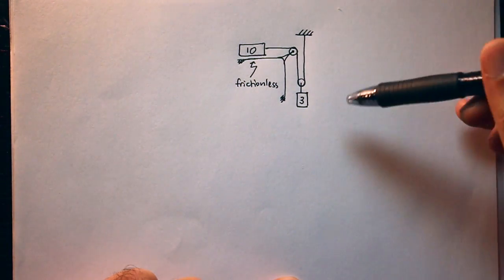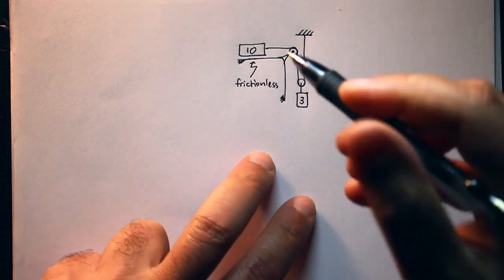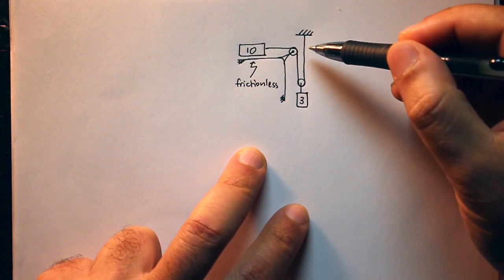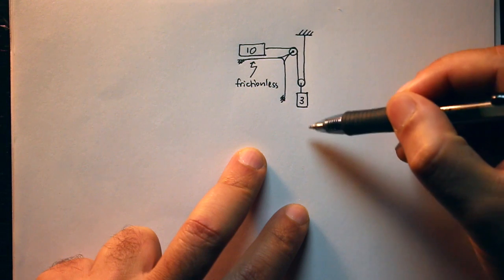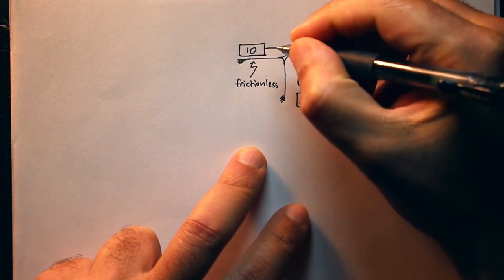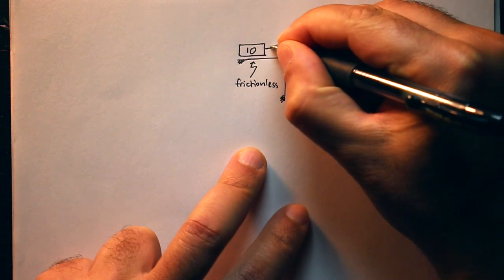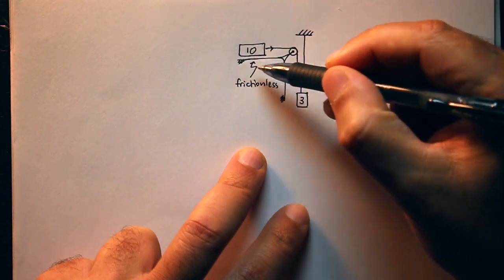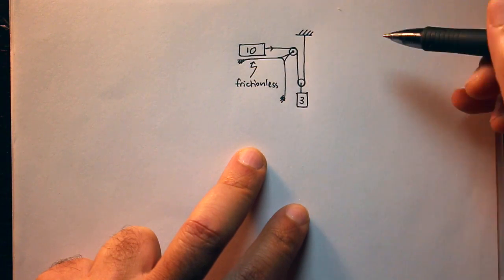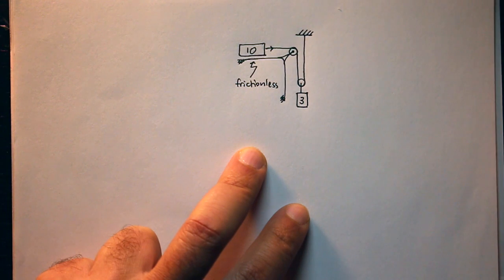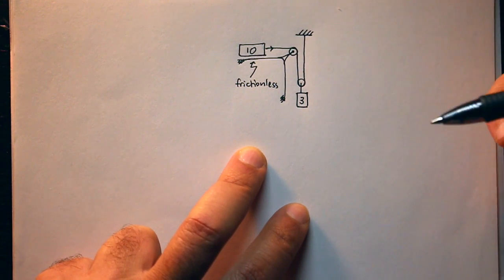So knowing that, let's start thinking about the problem. First of all, I think this problem is going to be in non-equilibrium. Both masses are going to be moving with some acceleration. This is because there's tension in this rope that is not balanced by any other force. So for sure this mass is going to be moving because there is a net force in the x direction.